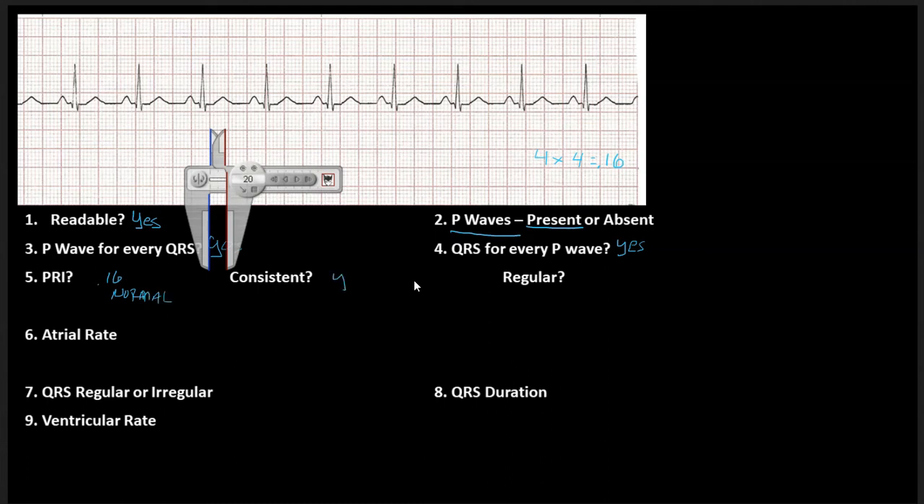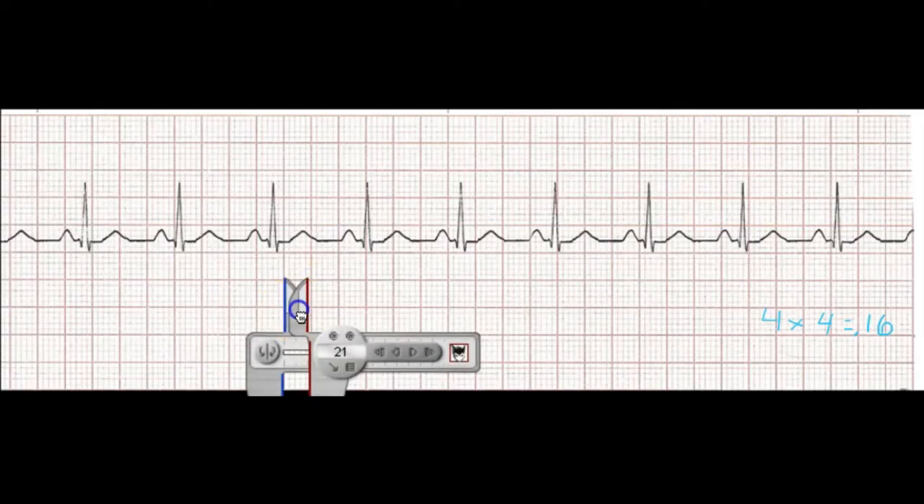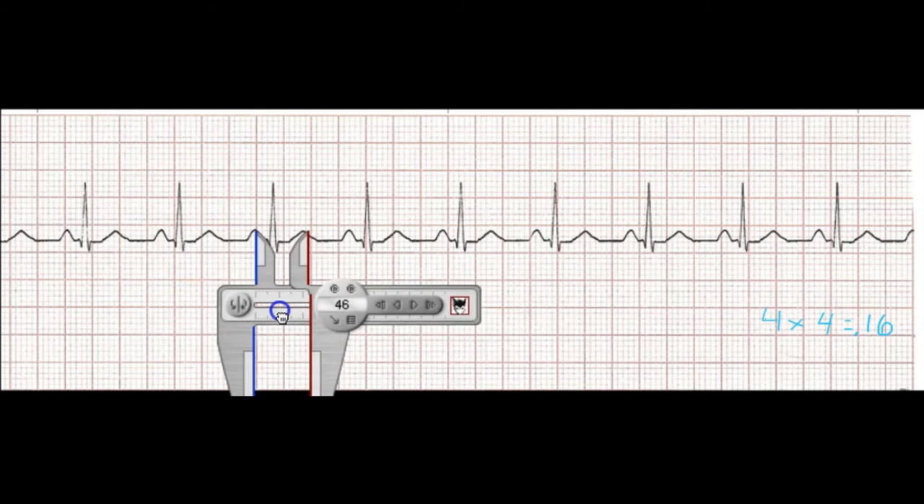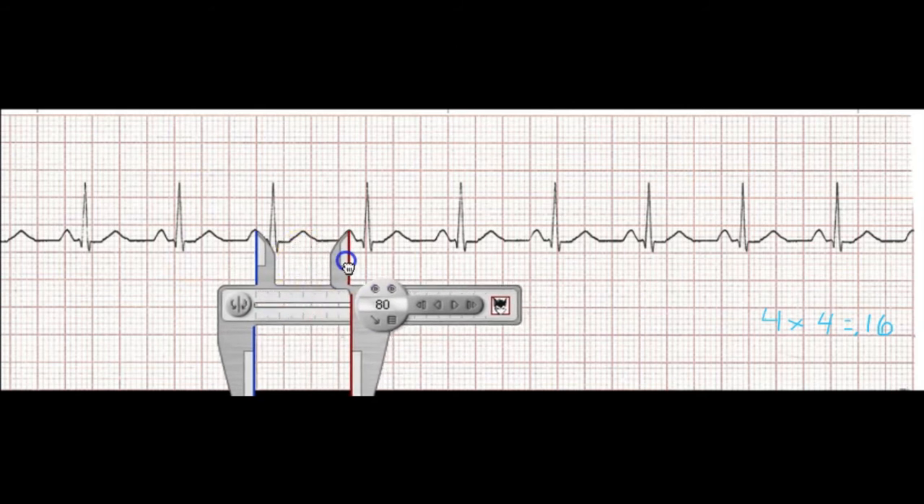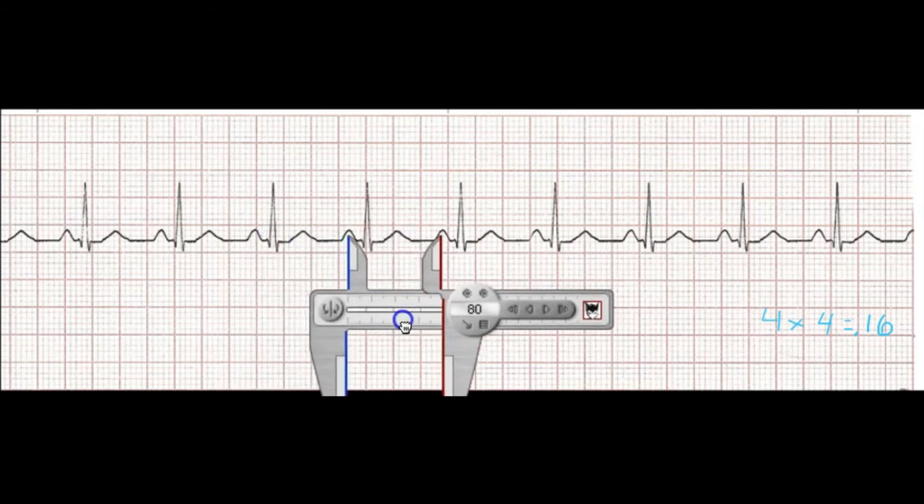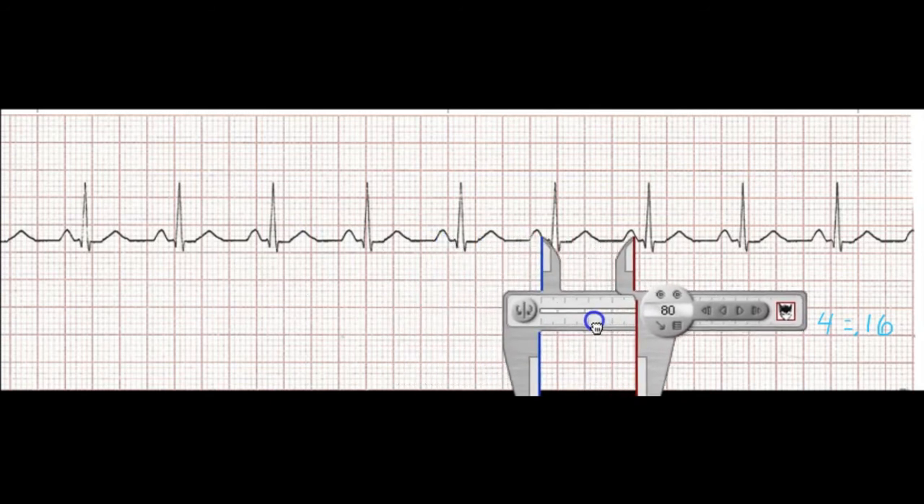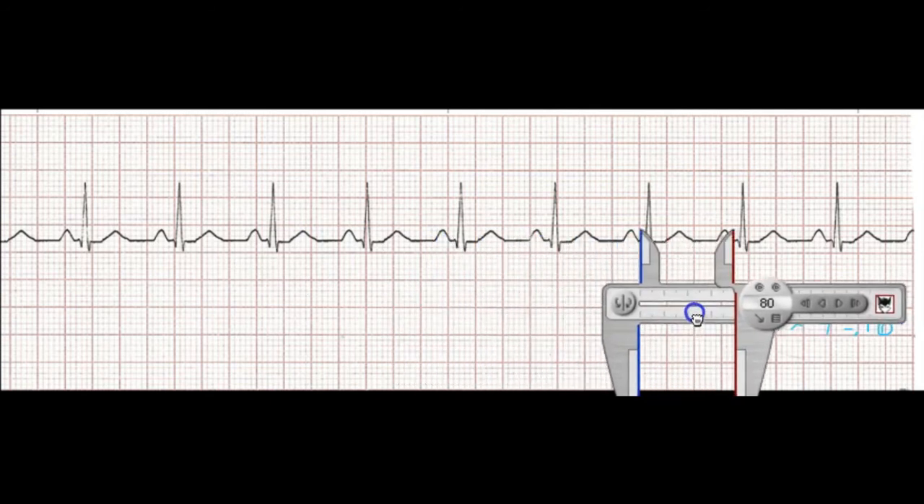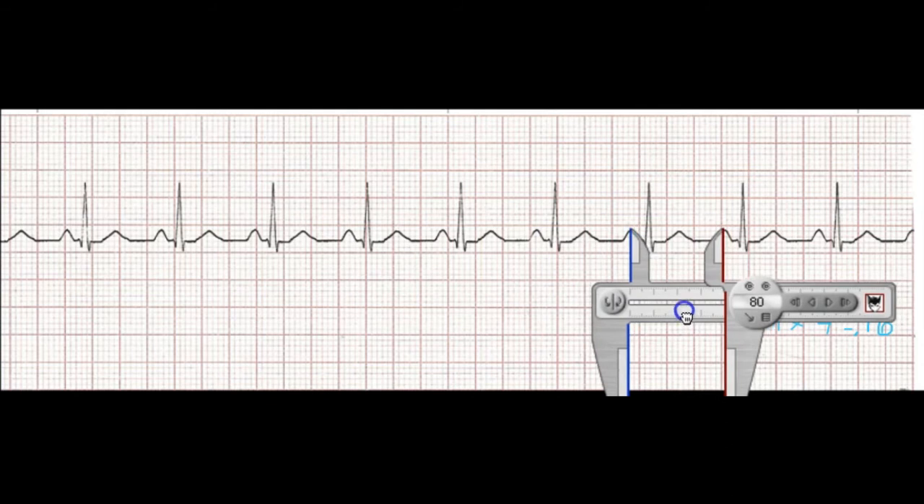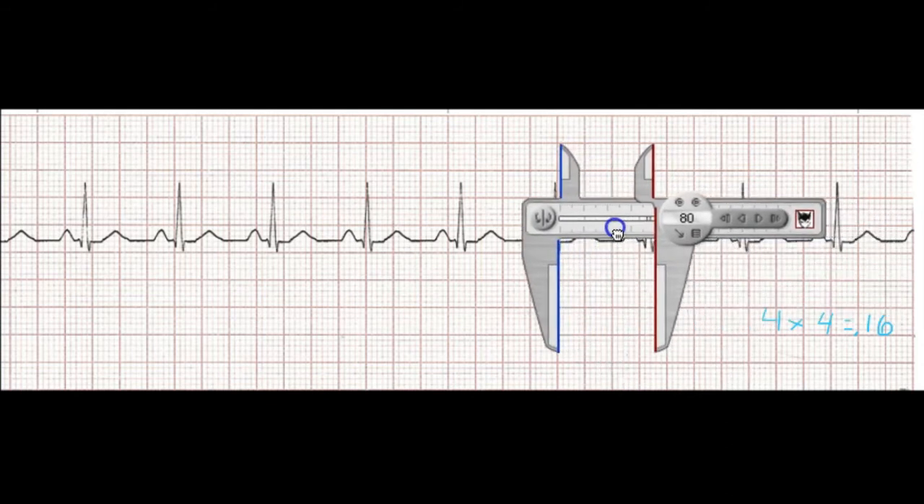It is consistent. And better make sure we had checked this earlier, I thought, but apparently I did not. See, I didn't follow my own rules. And we're going to come down here. We're going to make sure that this is regular. And when I check to make sure that this is regular, in fact, it does appear to have P waves falling where they're supposed to. So now I can take a look at my rate since I'm right here.